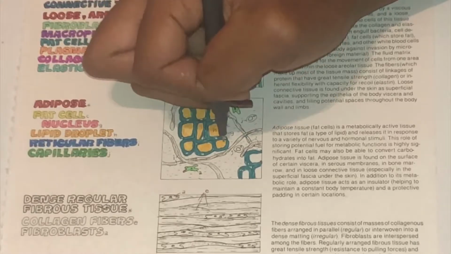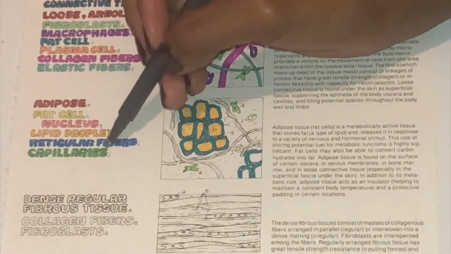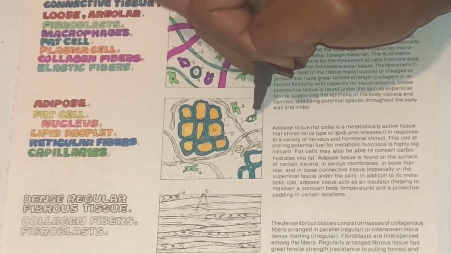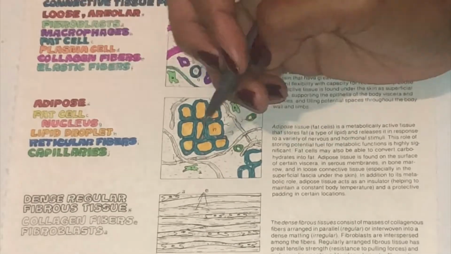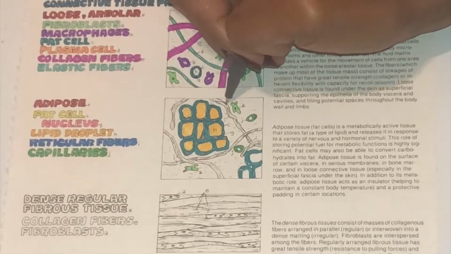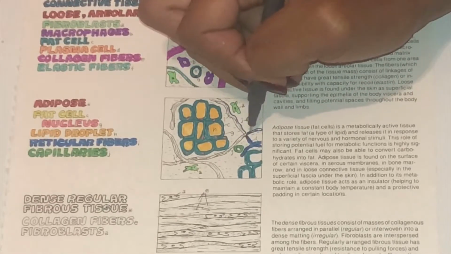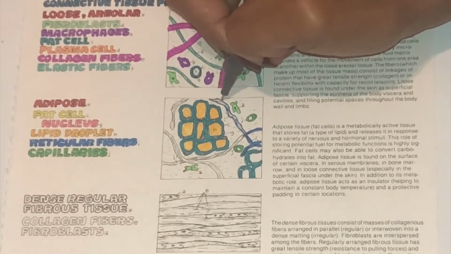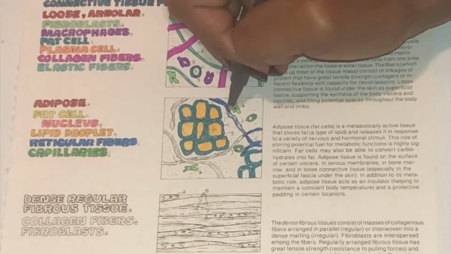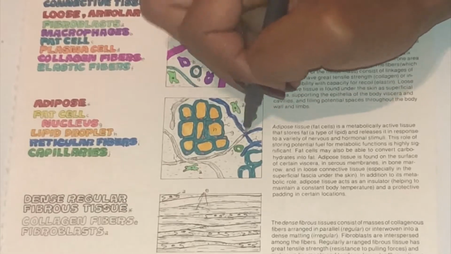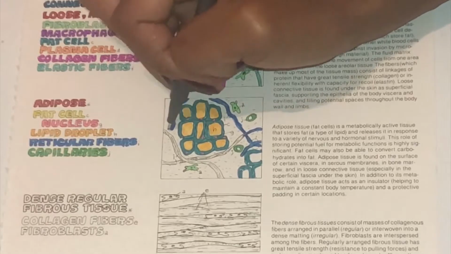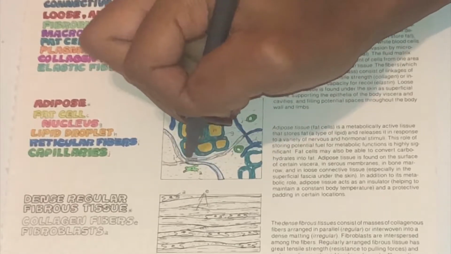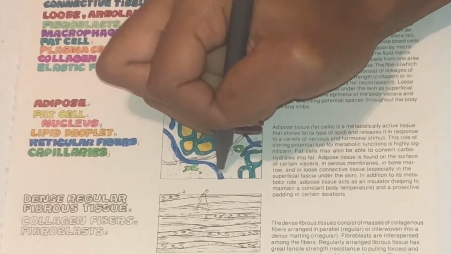Adipose tissue is found on the surface of certain viscera, in serous membranes, in bone marrow, and in loose connective tissue, especially in superficial fascia under the skin. In addition to its metabolic role, adipose tissue acts as an insulator, helping to maintain a constant body temperature and a protective padding in certain locations. And right now I'm coloring in the reticular fibers in blue.